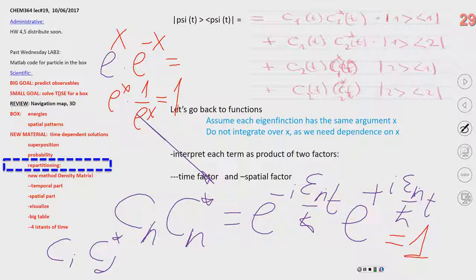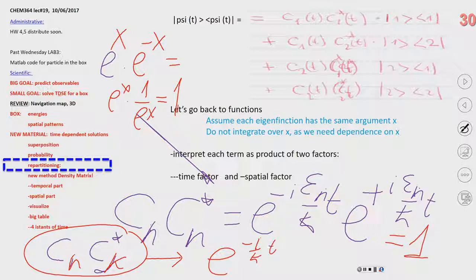Make sense? But if you have non-coinciding coefficients, that's n, k maybe, then you cannot cancel the powers of the exponential completely. And then the evolution will be minus I over h bar t, and then there will be En minus Ek. So the non-coinciding products of these expansion coefficients will evolve in time according to the energy difference between the relevant eigenstates.